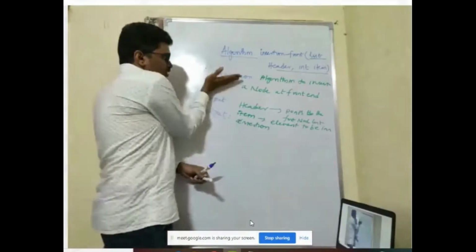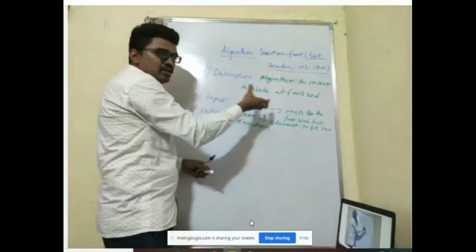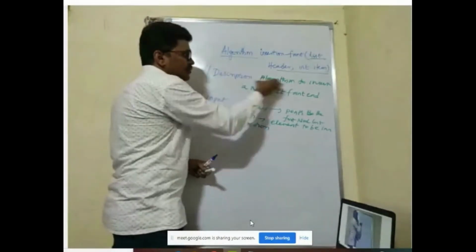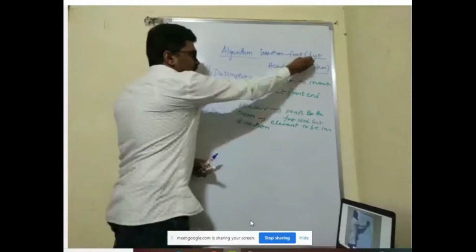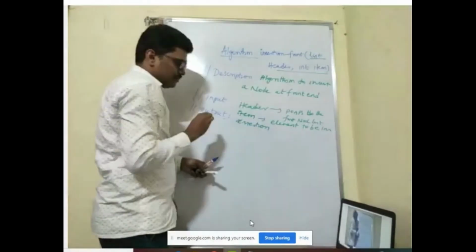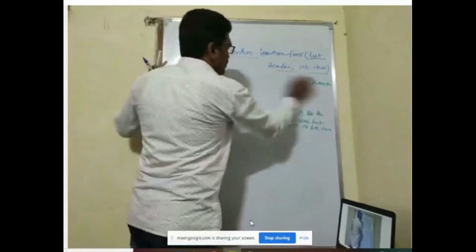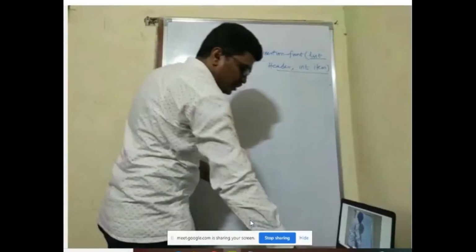Description is where we tell what operation the algorithm is doing on the linked list. Input means what parameters it is taking. We describe the parameters in the algorithm. Output means what output you are going to get. These things are common for this algorithm only. I am writing it once; for the rest of the algorithms, you have to assume that it is there.